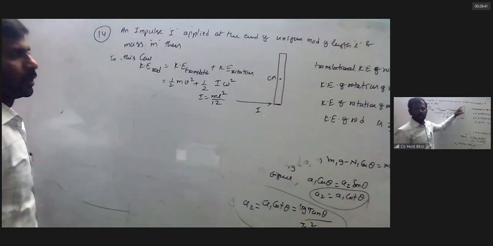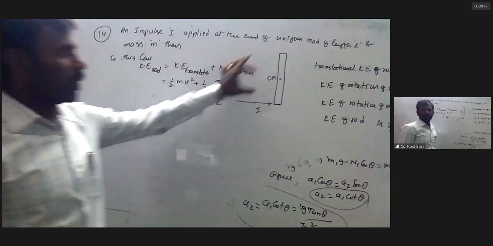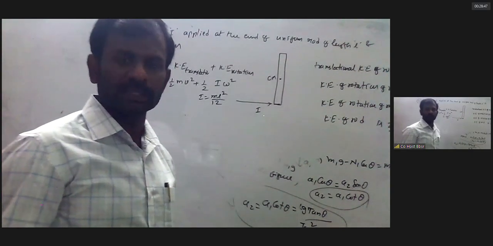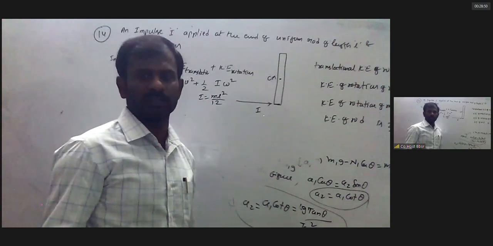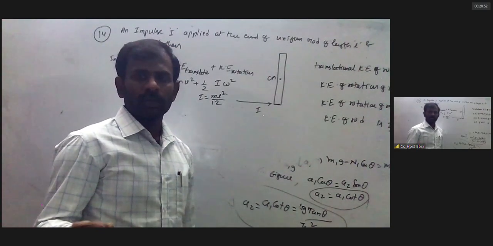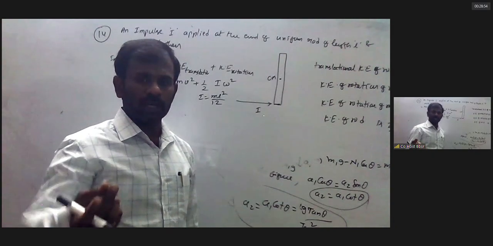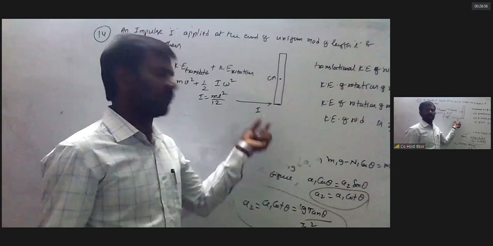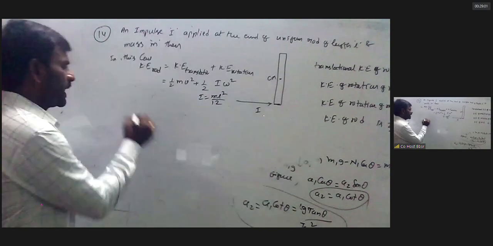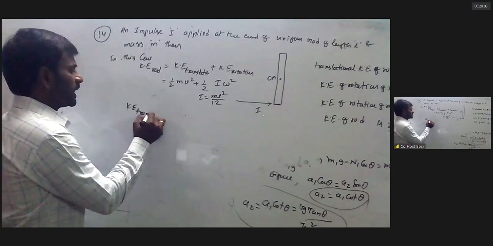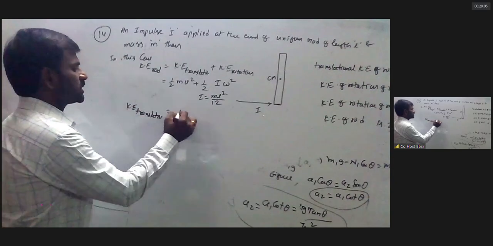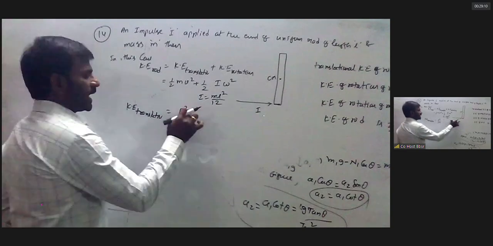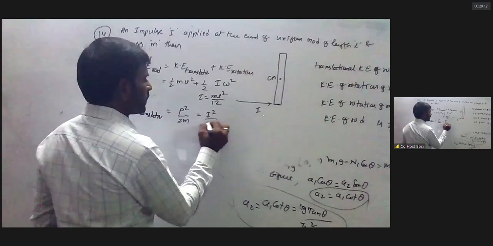Force on the rod due to impulse. According to Newton's second law of motion, F is equal to change in momentum by time. So momentum is nothing but impulse. I can write directly K translational is equal to P square by 2m. So directly they have applied I square by 2m.